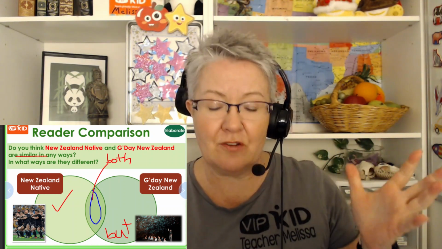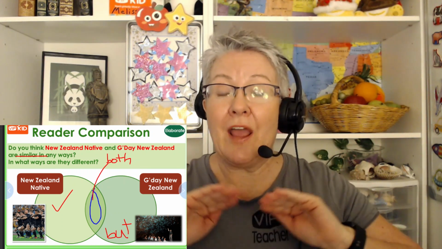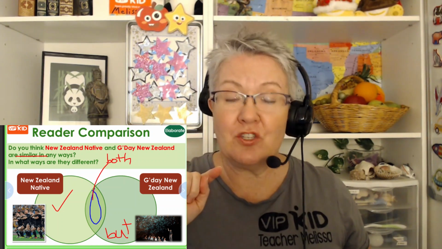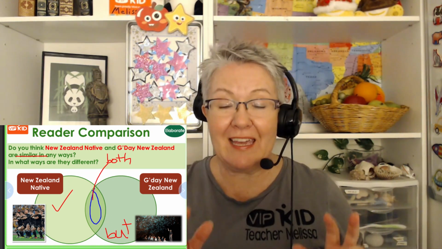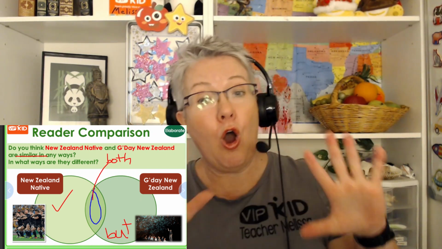For instance, here's one where they had to read two stories about New Zealand: New Zealand Native and Good Day, New Zealand. And so they had to compare and contrast the two. I always write both and draw the little line to wherever the both would go, like in a Venn diagram or in a chart. So I usually let them answer first, and then if they say both, great. But usually what they say is all. They all are about New Zealand. And great, yes, that's right, they are.